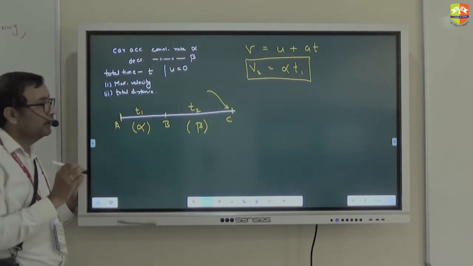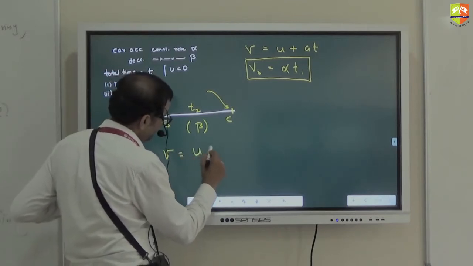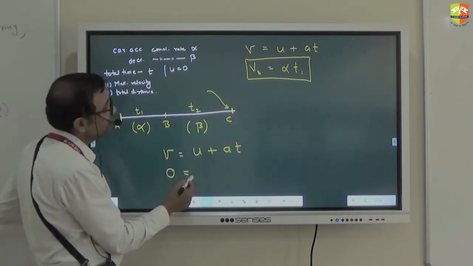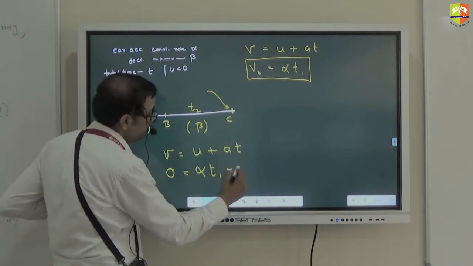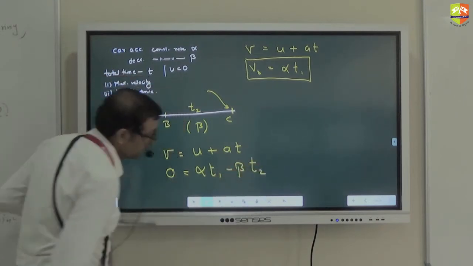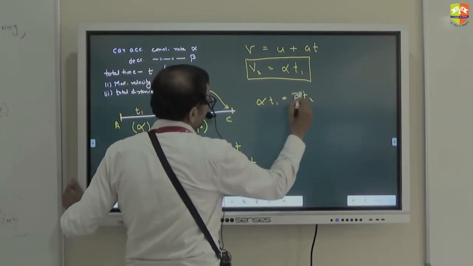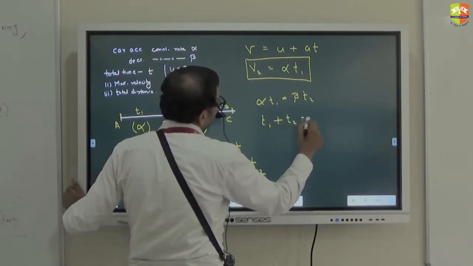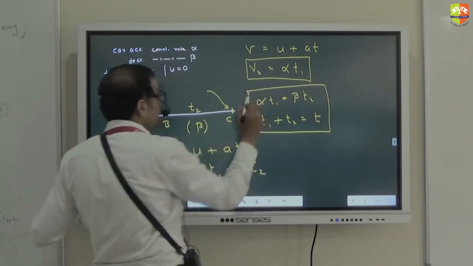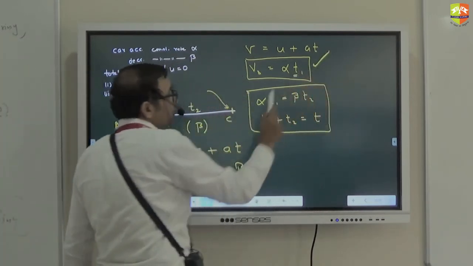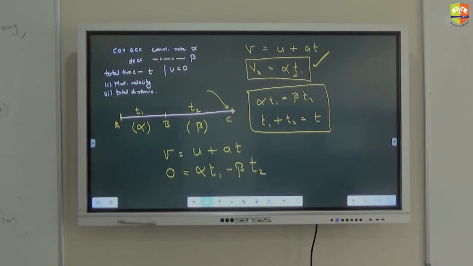Yes or no? So I'll be using V equals U plus AT for B to C. V is 0. U is how much? Alpha T1. And A is minus beta, and T is T2. So alpha T1 is equal to beta T2. And T1 plus T2 is equal to T. So using these two equations, you can get the value of T1 in terms of T. Yes or no? The problem is T1 is not known, T is known, so you should write T1 in terms of T.